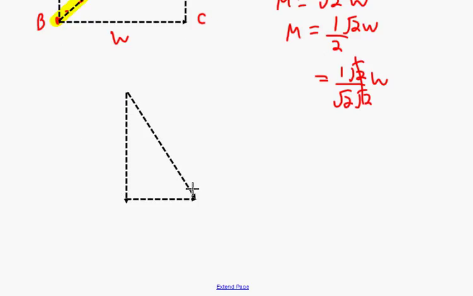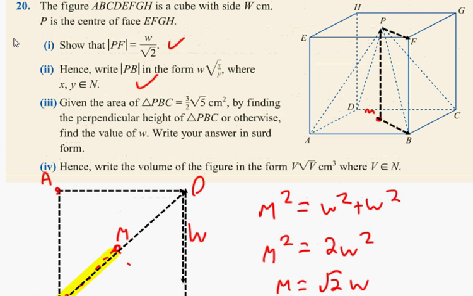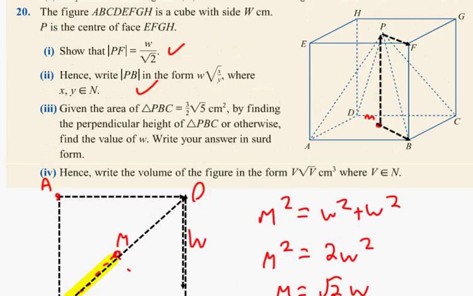Why is it right angled? Because it's vertical and going straight to M. P is directly above, M is directly below, and B is on the same level as M. We know PF is the same as MB, which is 1 over root 2W. We're trying to find what this is. Call it X. Can anybody tell me what PM is? Why is PM equal to W? Yeah, it's the height of the square. Right, so W.